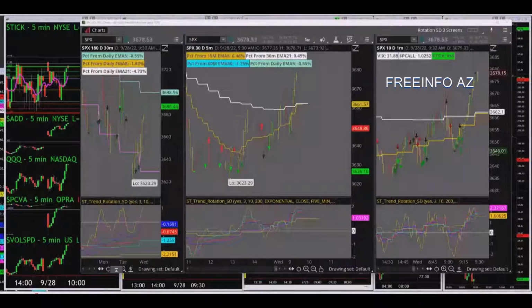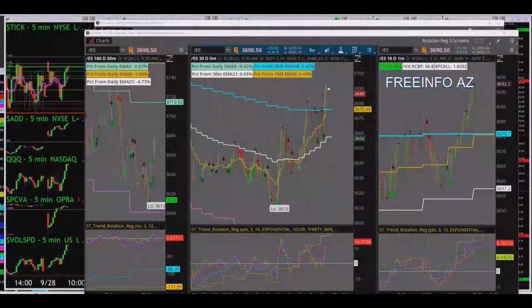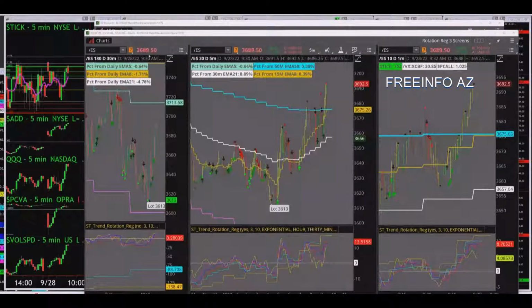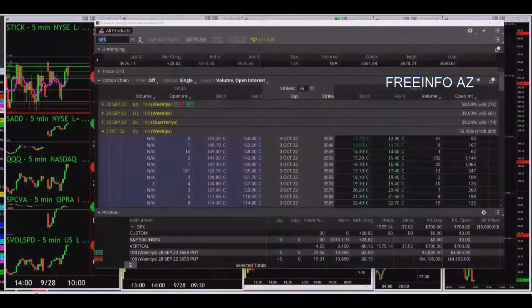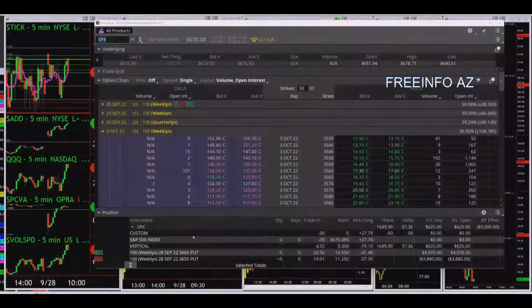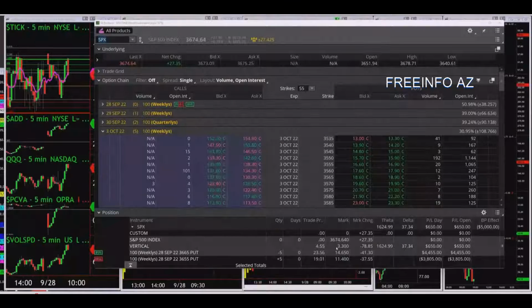Now on the S&Ps, do note that we are finally through that 60. Okay. And then I don't expect us to push through this 5 EMA. All right. And we're 20 points away from that. Now, at this point, we do have theta decay working in our favor. Remember, as long as we're above 36.65 and we're even just consolidating, we're getting some money in our pocket there.